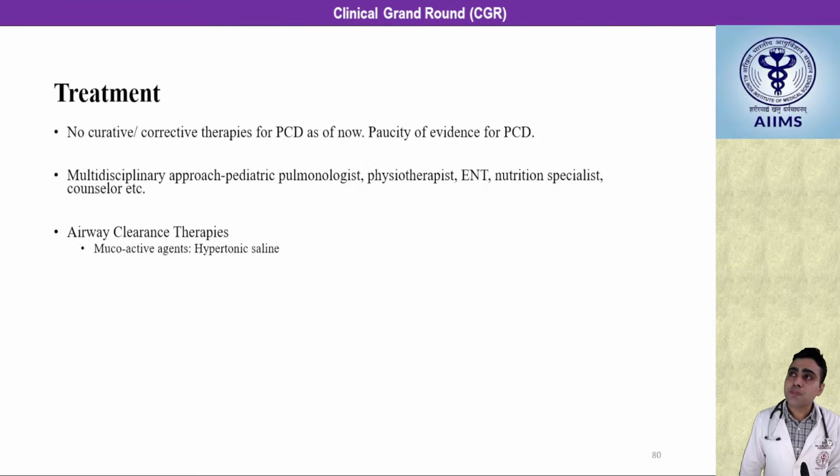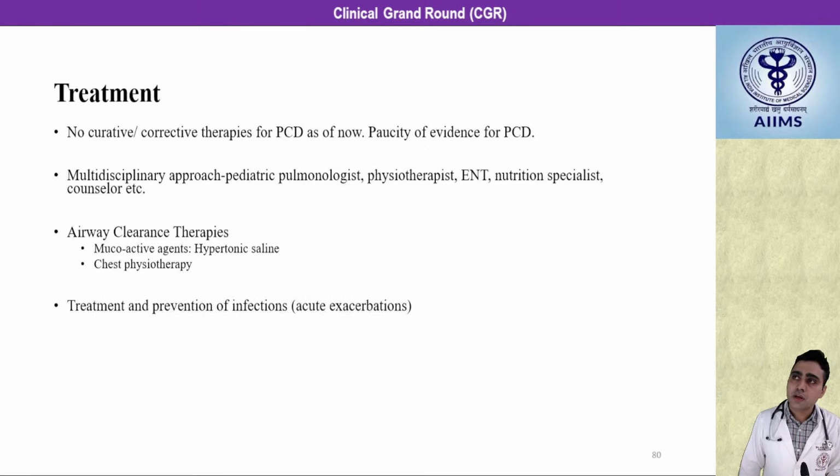So airway clearance therapies remain the mainstay to clear the chest, which includes mucoactive agents like inhaled hypertonic saline and chest physiotherapy to clear the secretion. This has to be done daily, at least twice. Then, because there are frequent exacerbations and infections, we have to treat the exacerbations when they are there, and also some therapies are recommended for prevention of infections by long-term antibiotics if there are frequent exacerbations.